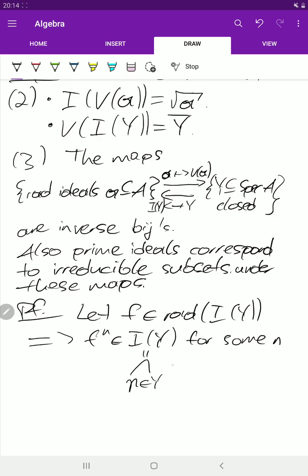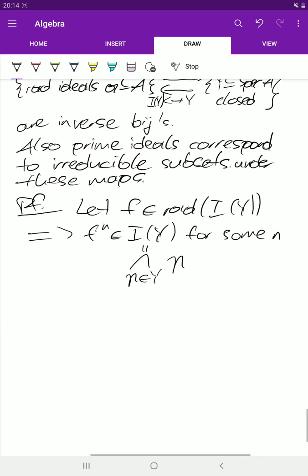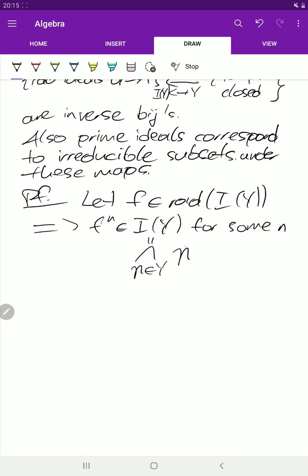That's the intersection of the prime ideals in Y. Well, now we see f to the n is in all these prime ideals. Since these are prime ideals, it means that f is in all these prime ideals. So that means that f is in I of Y. Okay, so we have that if it's in the radical, it's already in the ideal itself, and the other inclusion is clear. So that's part 1.